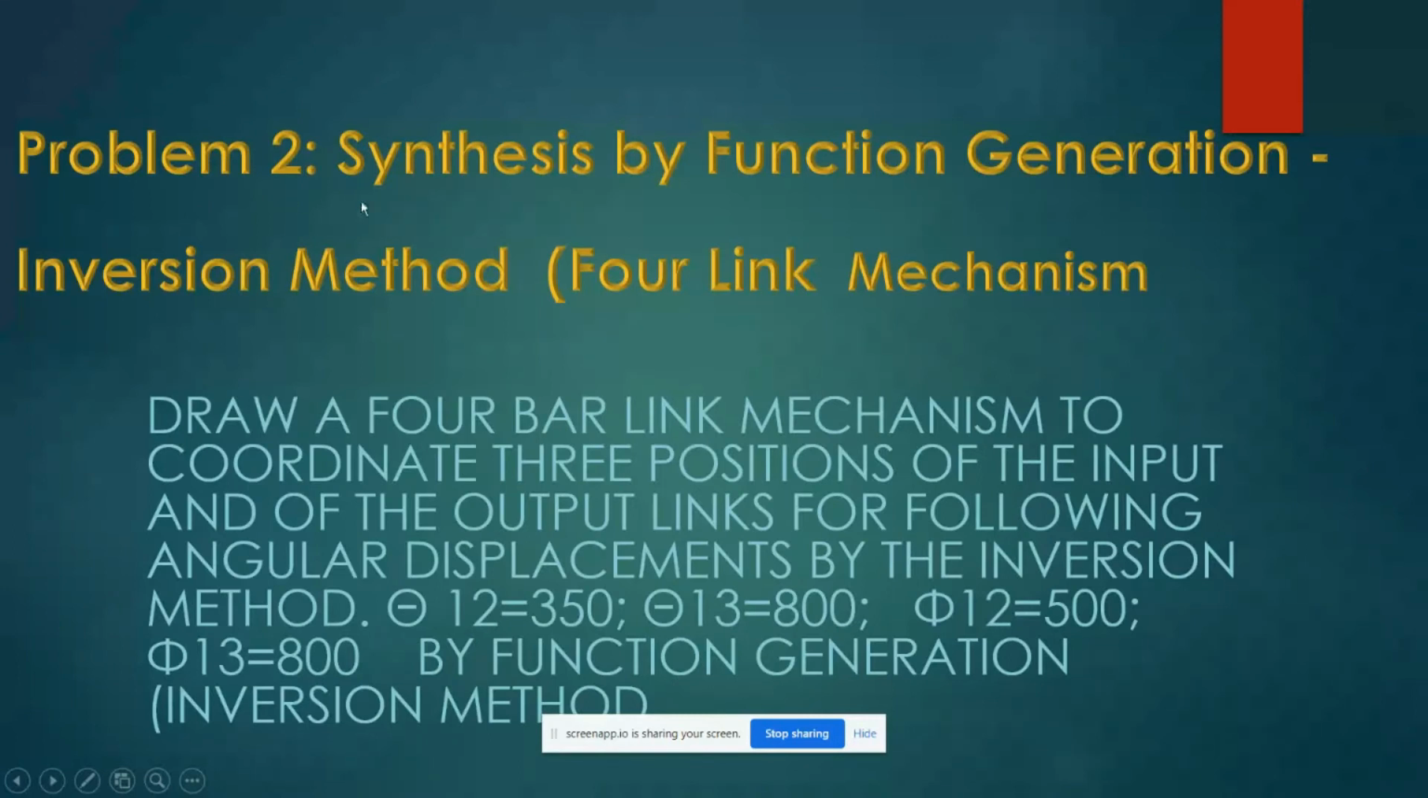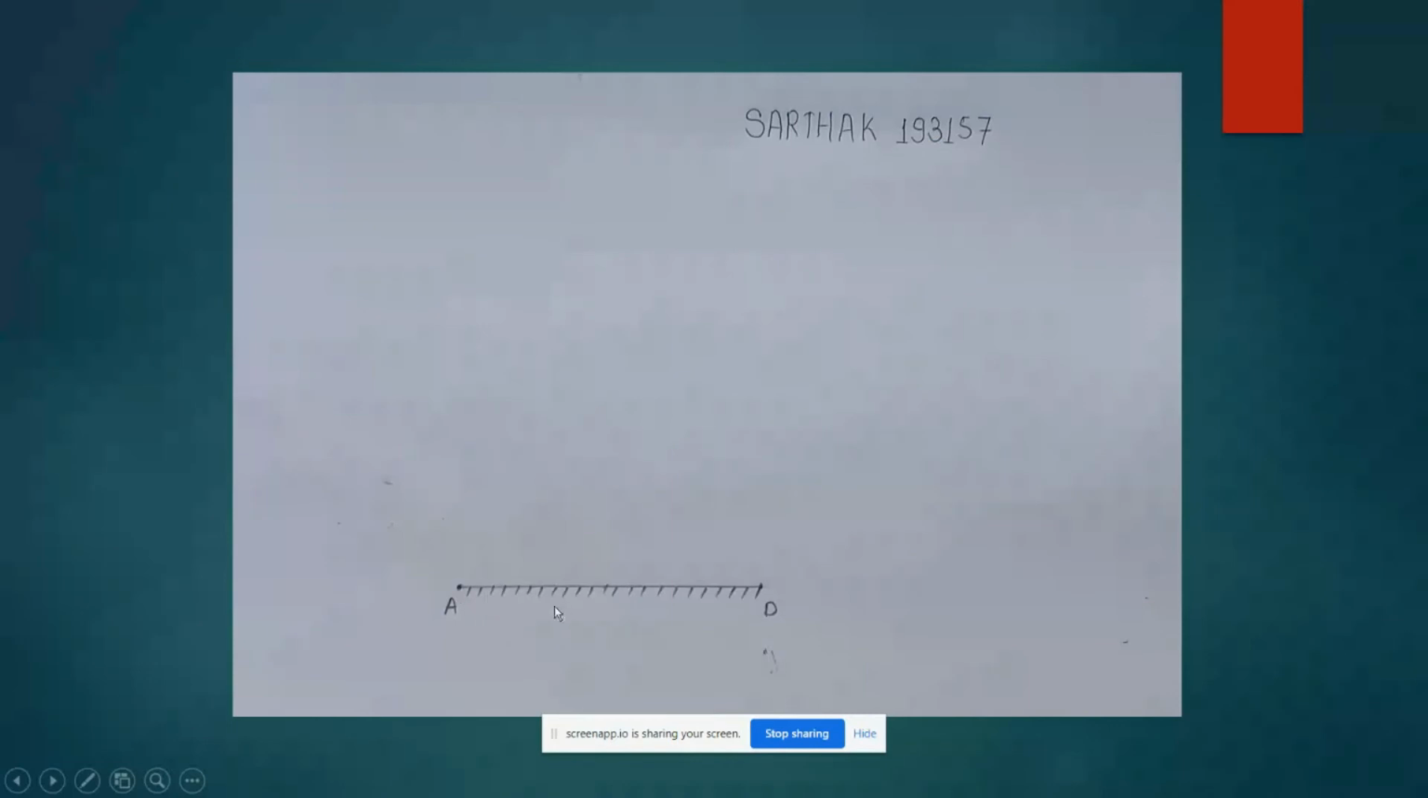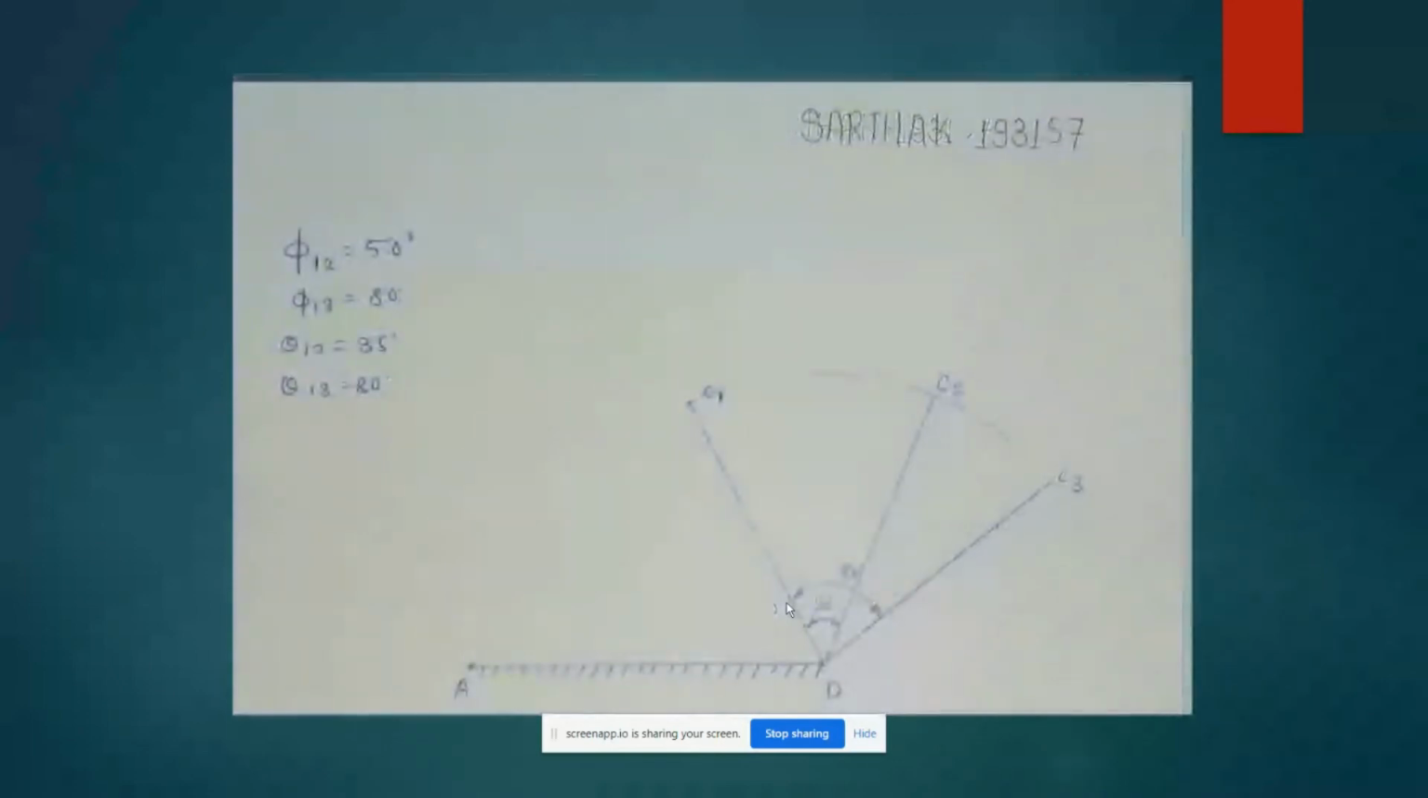Problem 2, which is based on the synthesis by the function generation, that is inversion method for the 4-link mechanism. Now let's see the solution of the problem 2. Firstly, draw AD of any suitable length. After that, draw DC1 of suitable length. Now we have to rotate this DC1 by 50 degree and 80 degree in the clockwise direction. So we will get the C2 and C3.